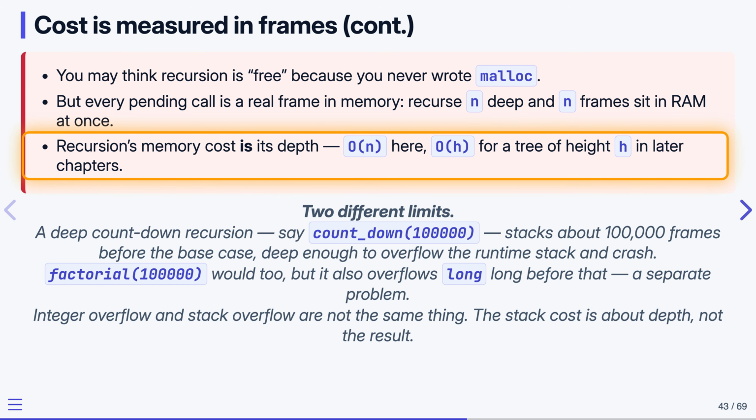So recursion's memory cost is its depth. It is big O of n here. For a tree of height h in later chapters, it will be big O of h.